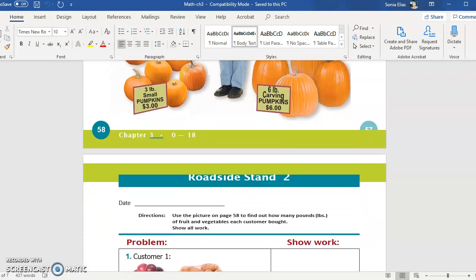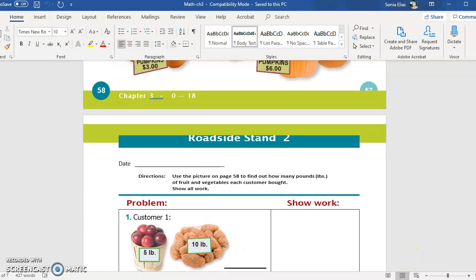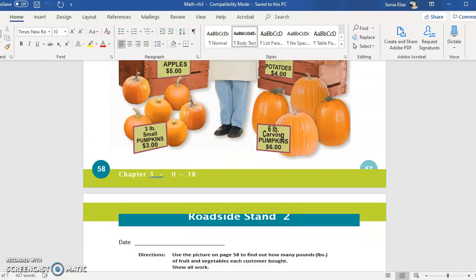Let's do the one over here. You don't have to do it like this because I'm telling you, yours is a multiple choice, and I made it a little bit easy for you so you don't have to struggle too much. Okay, how much do the apples cost? They cost $5, and the potatoes cost $4. Okay, so let's do it.